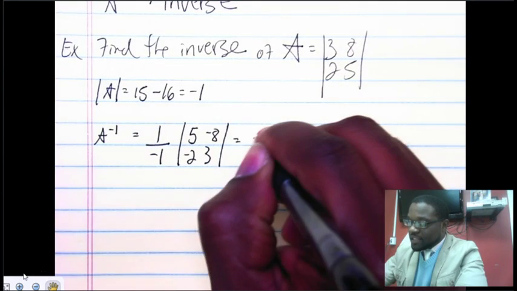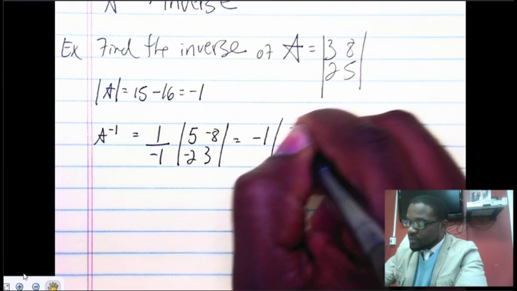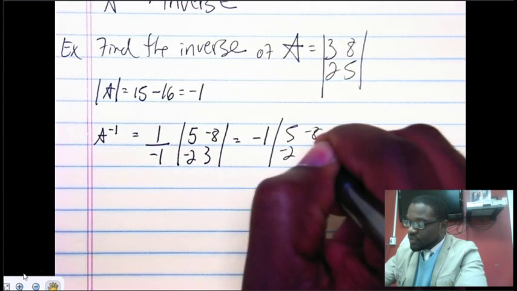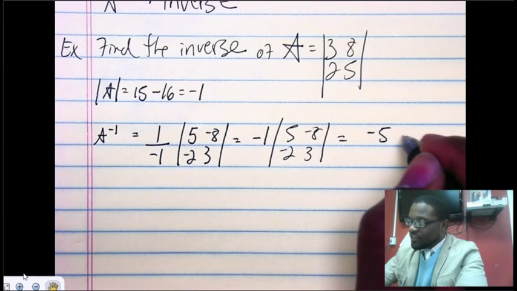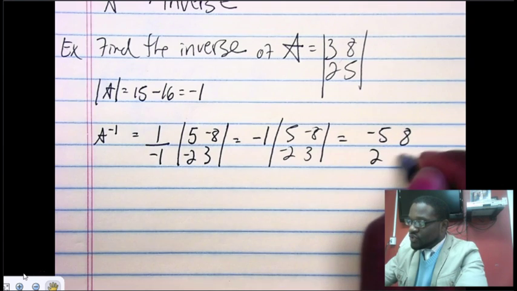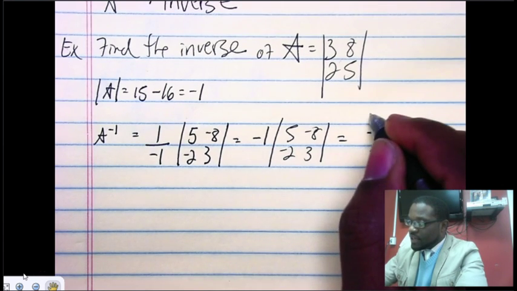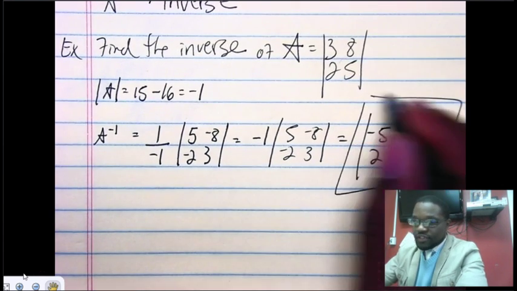So that's basically -1 times 5, -8, -2, 3. And when you do your math here, you'll get -5, you'll get 8, you'll get 2, and you'll get -3. And that is your answer.